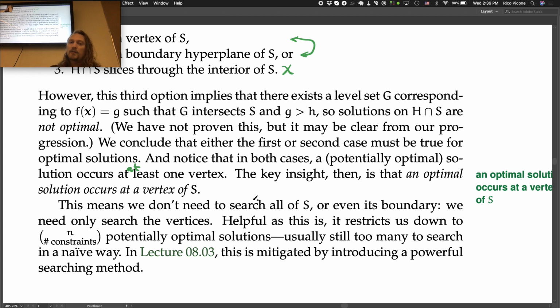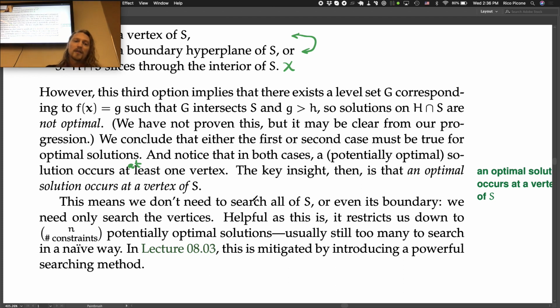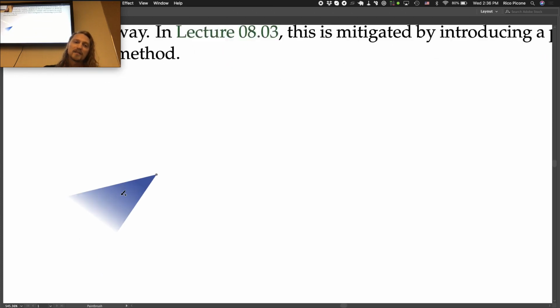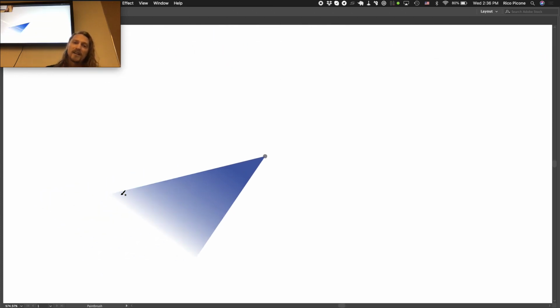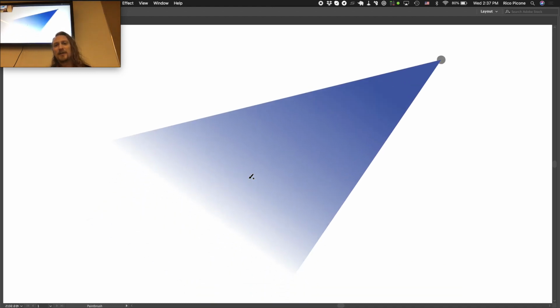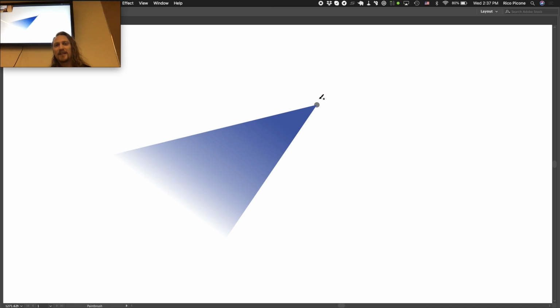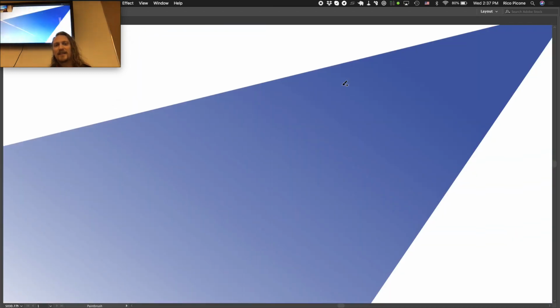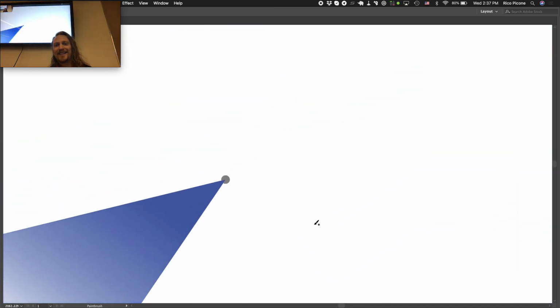In lecture 8.3, this is mitigated by introducing a new powerful searching method. Well, the method isn't really very new, but I drew this because I was starting to draw all those figures that I drew above, sketching. I was going to do that in TA, but I didn't get to it. So this is just a fun little drawing right now. Isn't it cute? And look at this. What does this point represent?